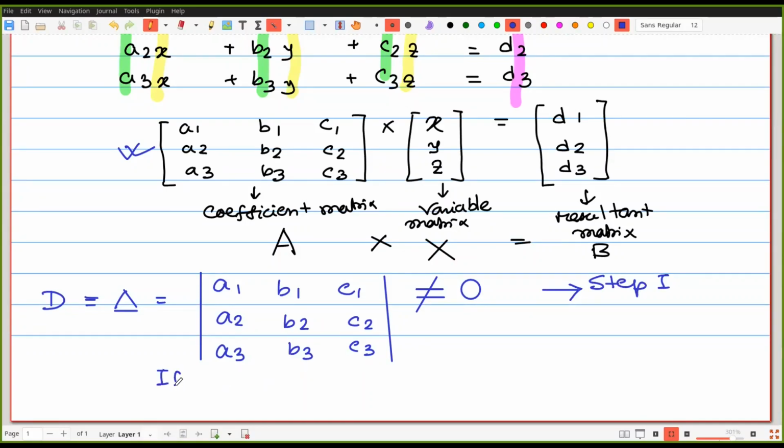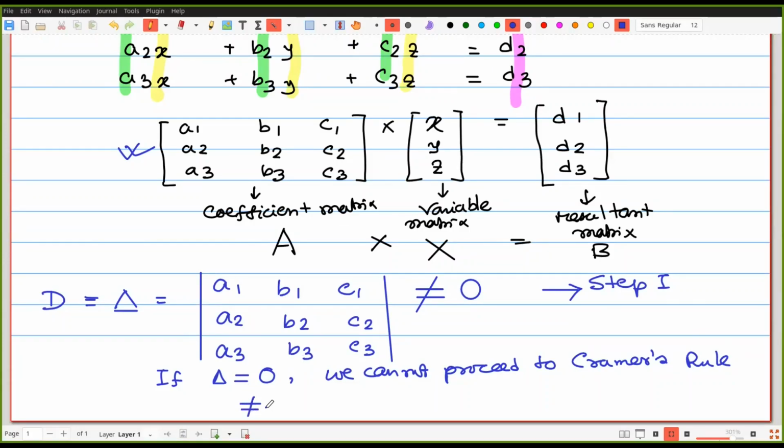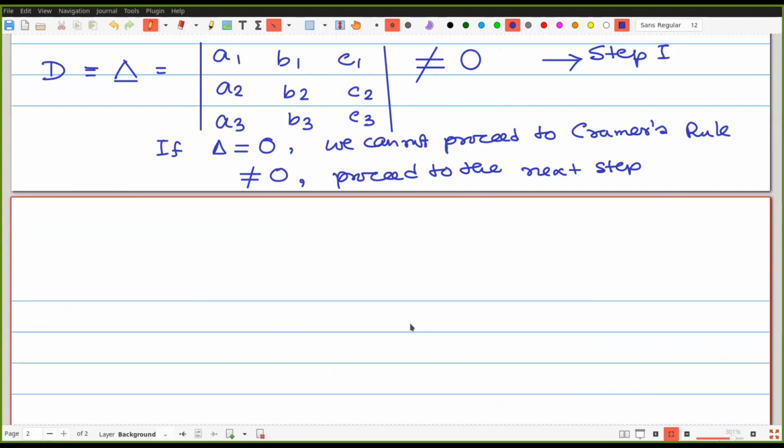If delta is equal to 0, we cannot proceed with Cramer's rule. That is the most important thing. Otherwise, if not equal to 0, proceed to the next step. Now, what is the next step? So, first of all, the coefficient determinant has to be not equal to 0.